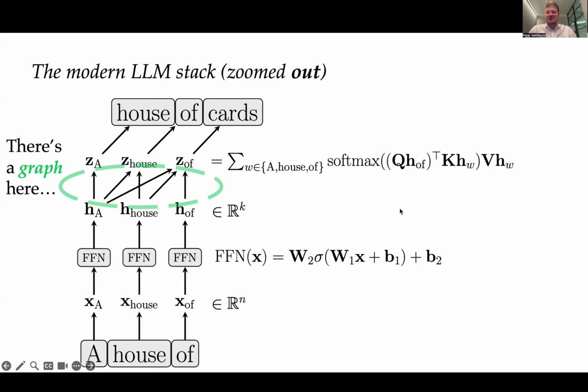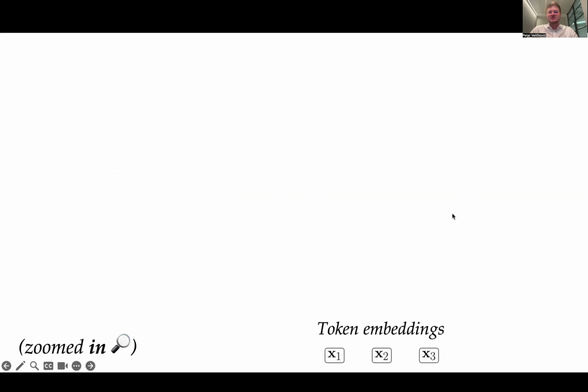So this is zoomed out. To make it more clear what are the different places where we can apply our graph or geometry knowledge to improve the LLM, I'll also give you a version of this picture in a more zoomed in manner. So let's imagine we have 3 token embeddings. How does a single transformer block transform this data?